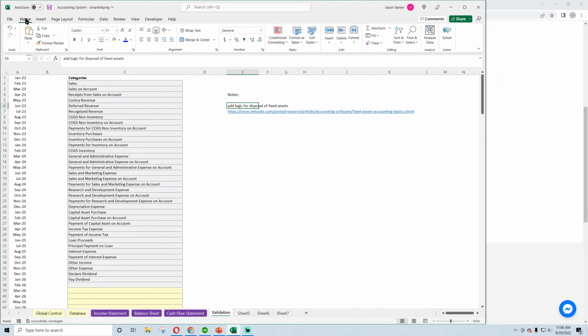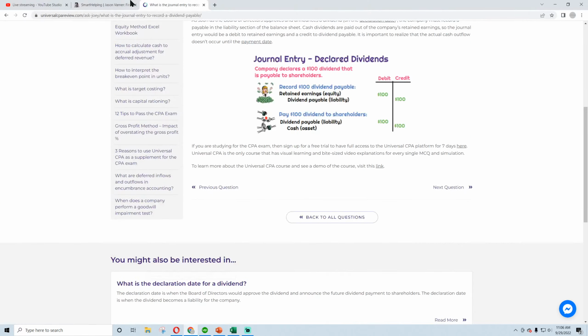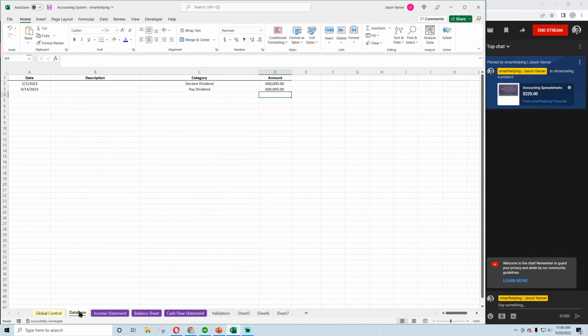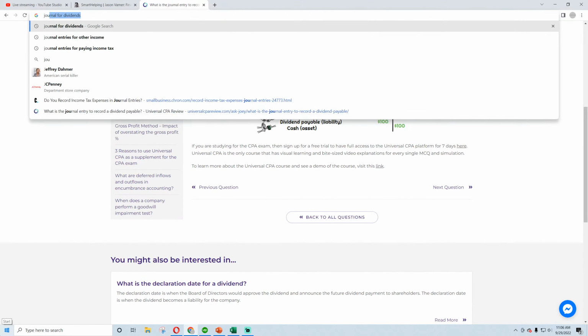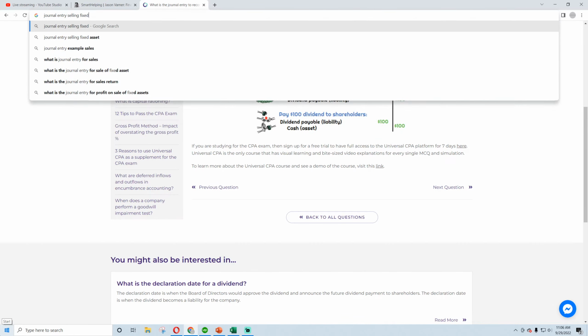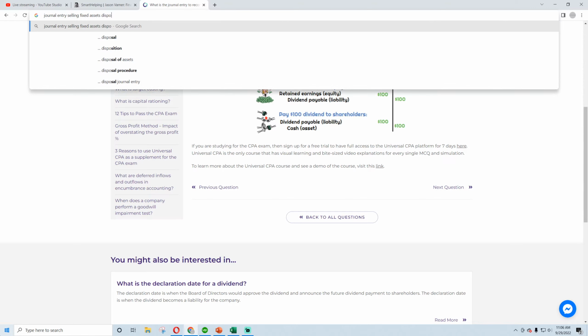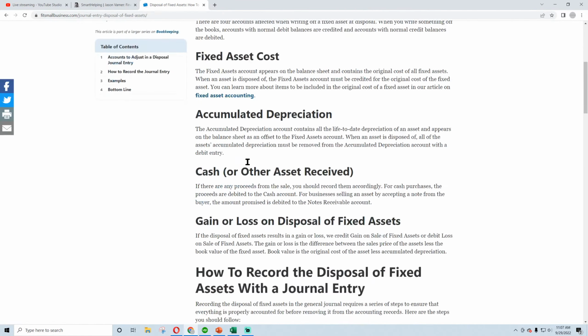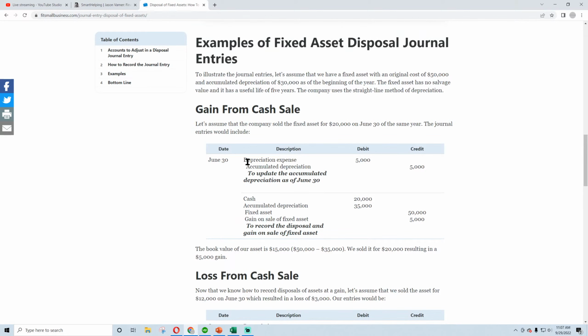Logic for disposing of fixed assets is another one. So let's look at disposing fixed assets here. Let's clear this out. So this is all good and dandy. If I want to sell a fixed asset, what are we going to do with the journal entries? So let's look at the journal entry for selling fixed assets or disposal. Yep, all sorts of fun stuff here.